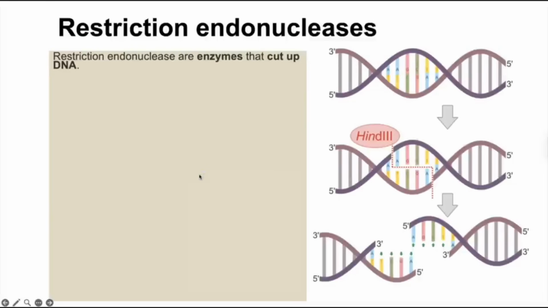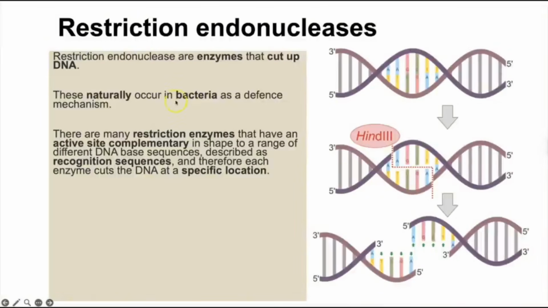Restriction endonucleases, this is another method using enzymes, and these are enzymes that can cut DNA. They naturally occur in bacteria, and bacteria have them as a defense mechanism. So if a virus was to inject their DNA into the bacteria, they naturally have restriction endonucleases to cut up viral DNA so that they can't be infected.